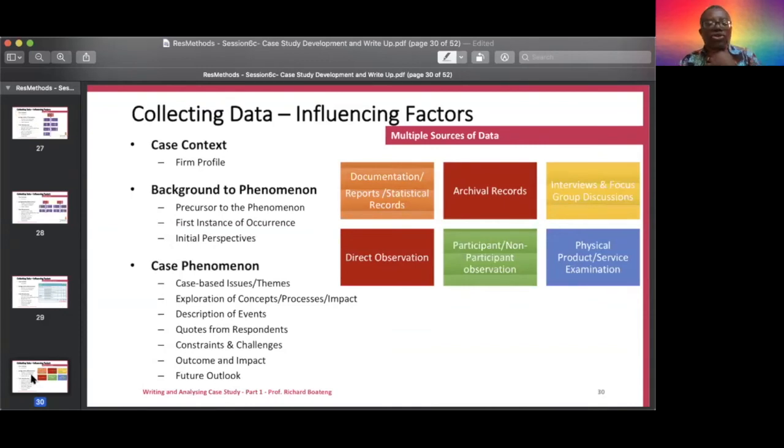Okay. So, multiple sources of data. In collecting the data, you can draw from multiple sources, one being archival records, documents and reports, or statistical records. Direct observation, which can be participant and non-participant observation. Either you are participating yourself or somebody is participating on your behalf. And then also physical product examination or artifact examination, taking an actual document or physical object, or a virtual object, and examining and reviewing it. It can happen that way. Then interviews and focus group discussions.